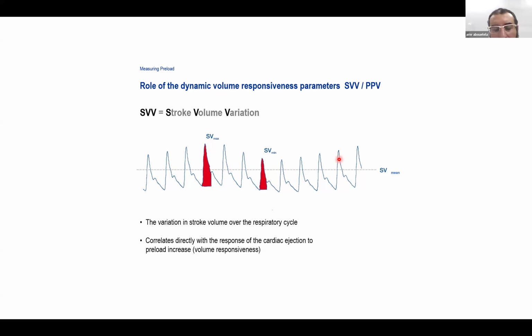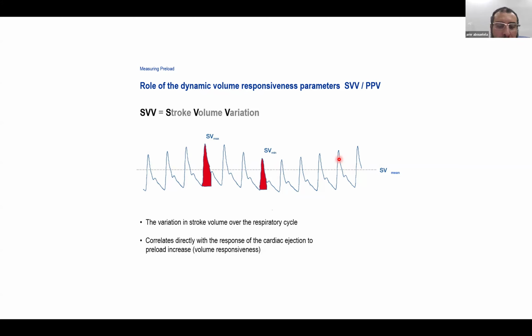And of course, there is a cutoff value, which is around 13% variation. Any number higher than 13 means that the patient will be fluid responsive. A number lower than 10% means that the patient will not be fluid responsive. And of course, the higher the number, the higher the confidence that the patient is a fluid responder. If you have a patient with more than 20% variation, definitely this patient will be fluid responsive.